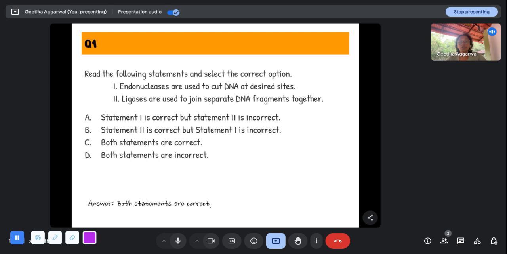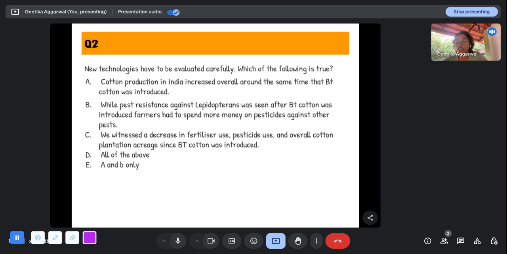So the correct answer to this question is that both the statements are correct. As we've already discussed, endonucleases do cut the DNA at desired sites when they recognize palindromic sequences, and ligases are used to join the DNA fragments. So that is what we use to make the recombinant plasmid, by ligating the host plasmid and the target gene of interest. Okay, moving on to the next question.